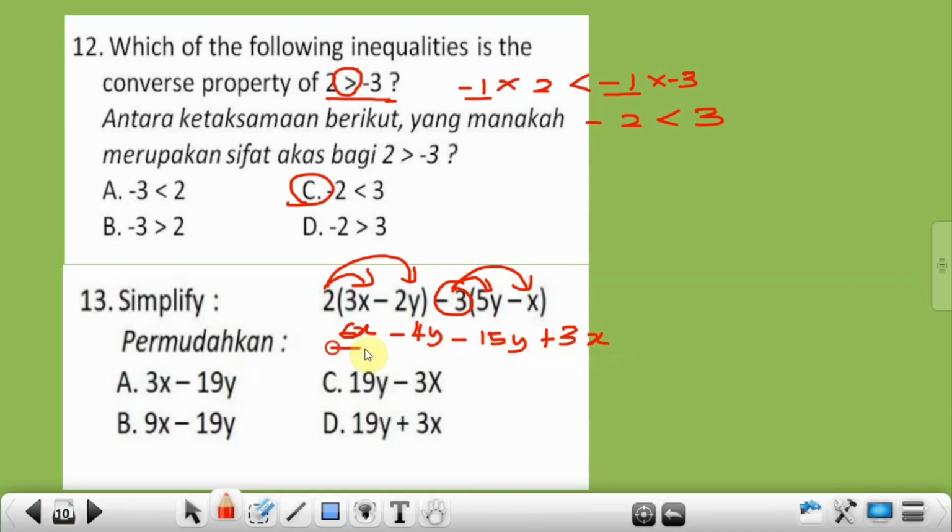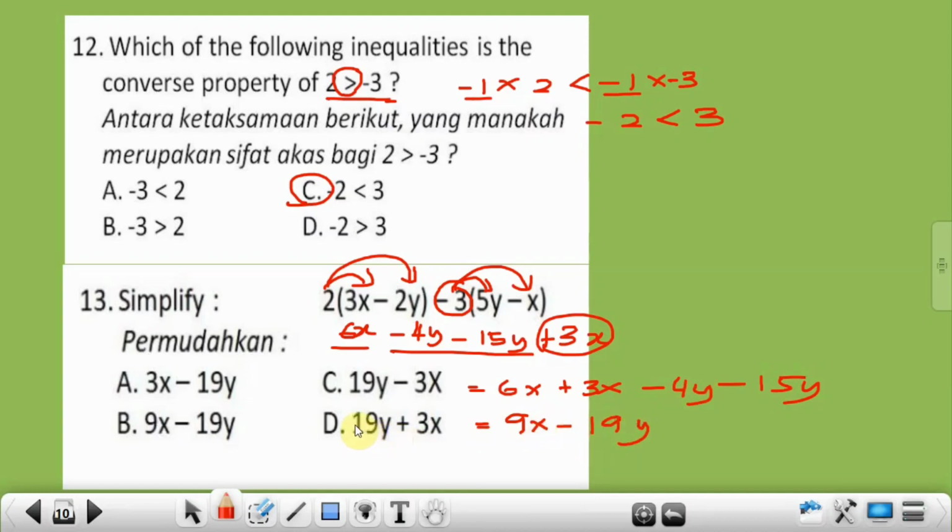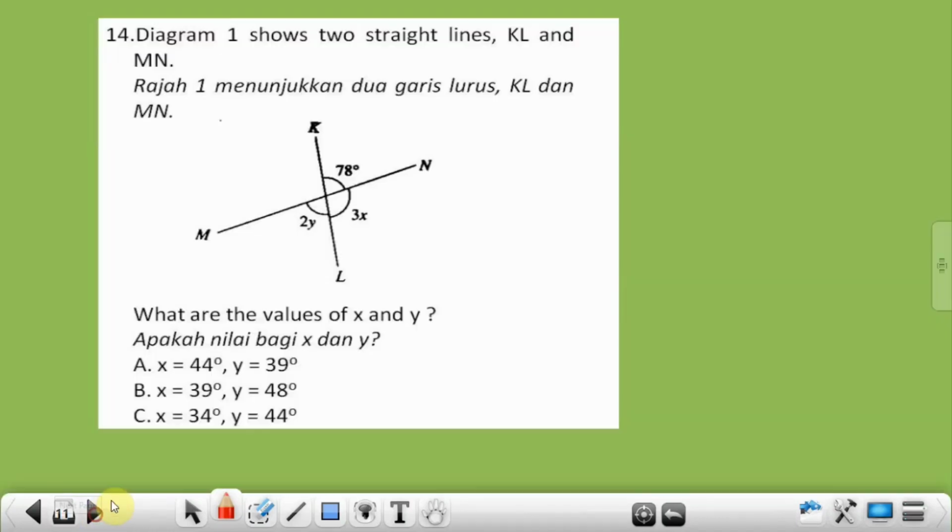Okay, so we gather the like terms. 6x plus 3x, and negative 4y minus 15y. So in the end we will get 9x minus 19y. Okay, so the answer is B.